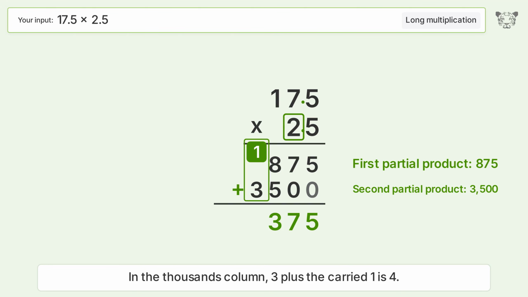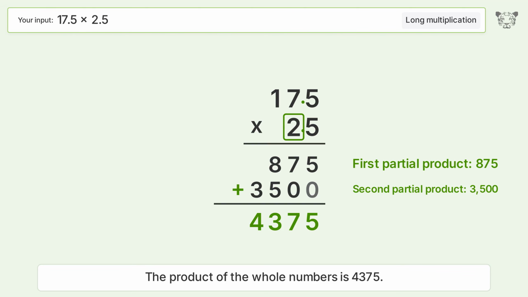In the thousands column, 3 plus the carried 1 is 4. The product of the whole numbers is 4,375.